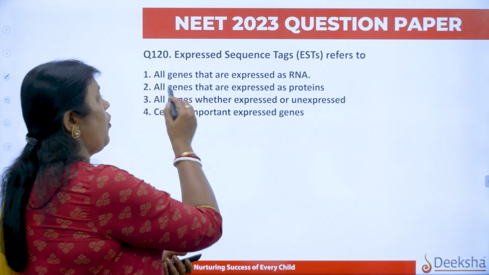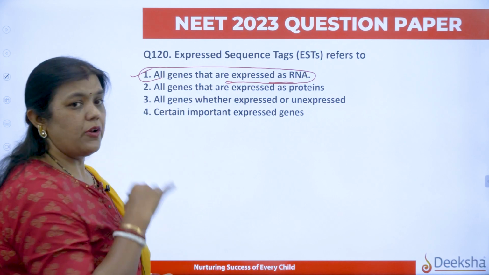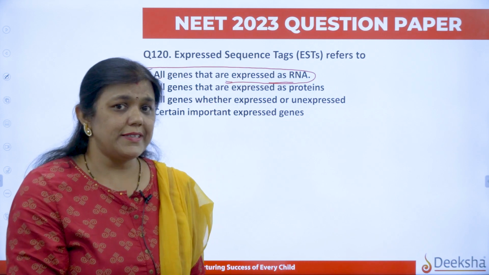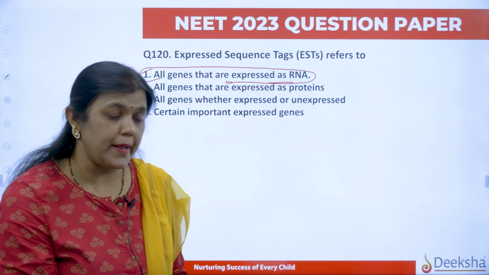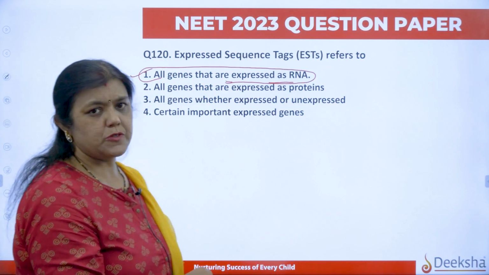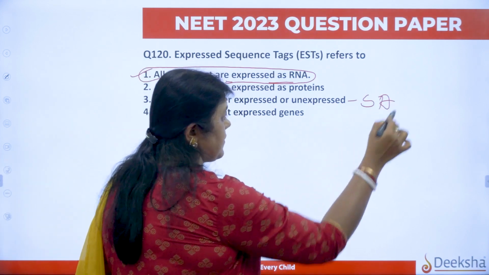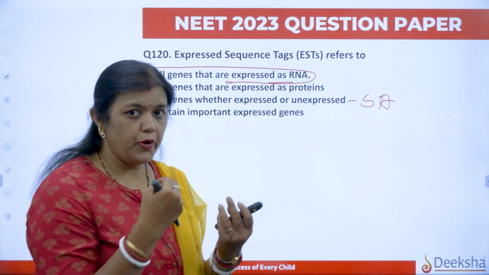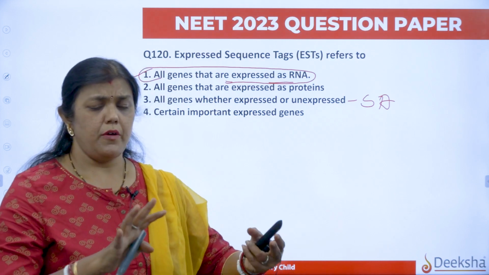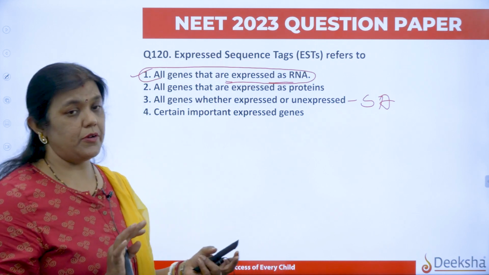So here, all genes that are expressed as RNA, yes, this is actually the correct answer. But I want to read all the other options also. All genes that are expressed as proteins, not exactly the proteins, but we are talking about RNA. So this is not the correct answer. All genes, whether expressed or unexpressed. This was actually the approach of SA, sequence annotation, right? Sequence annotation means we're going to go for sequence annotating no matter whether it is expressed or not expressed. We are not bothered about that. We're going to read or label all the nucleotides present in that particular chromosome.